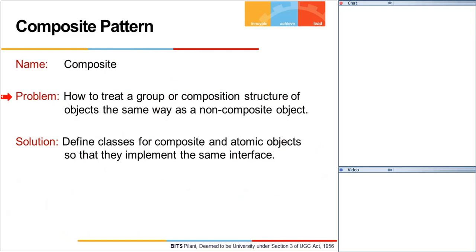So we want an implementation so that whether it is a composite object or a non-composite object, you are able to treat it in the same manner using the same interface. The solution is to define classes for composite and atomic objects so that they implement the same interface. Again, the idea is that both the composite objects and the atomic objects implement the same interface. Once they implement the same interface, the client will be able to access the atomic object and the composite object using the same interface, right?